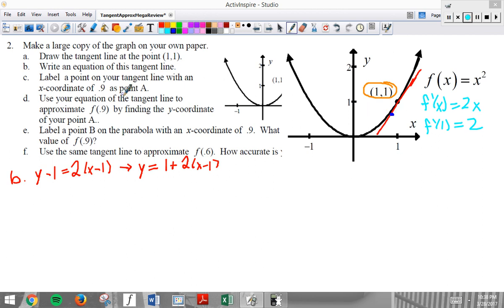Okay. Use my equation to approximate f of 0.9. So D. F of 0.9 is approximately 1 plus 2 times 0.9 minus 1, which this thing is equal. That's approximate, this is equal. 0.8.